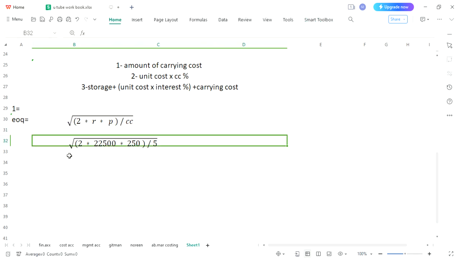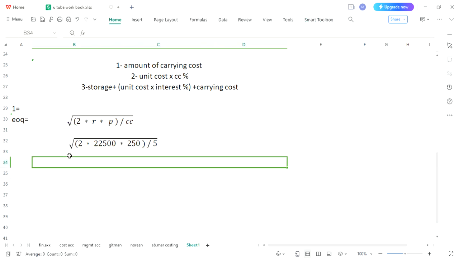So here in Excel we will take help, and we will calculate square root and everything at once. But in simple scientific calculators you can do 2 multiplied by 22,500 multiplied by 250 is equal to, then divided by 5 is equal to, you will get the answer and you will take under root of that answer. Simple as this. But here everything will be completed at once.